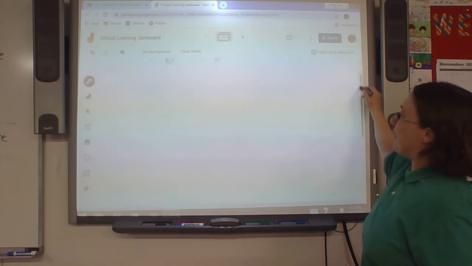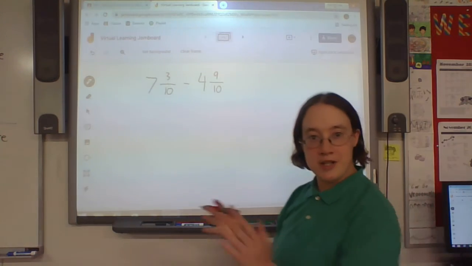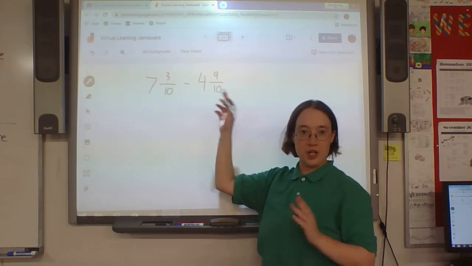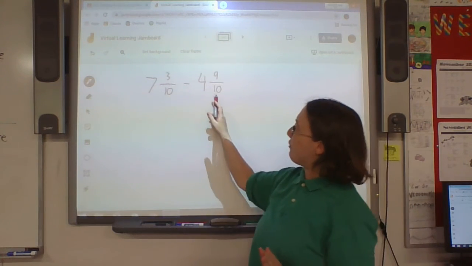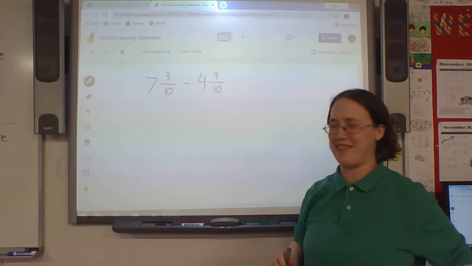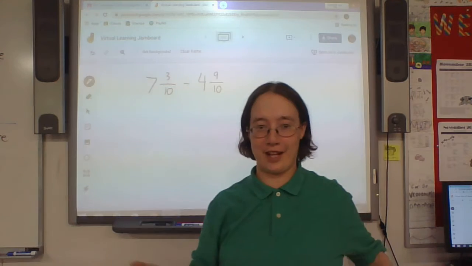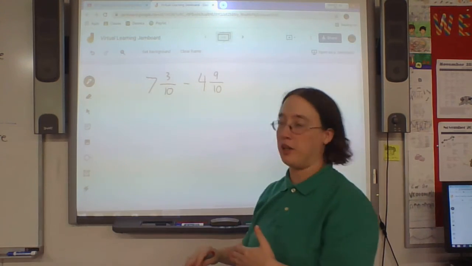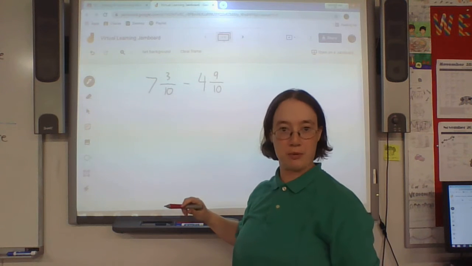All right, now again, where this gets a little bit trickier, and where it might be nice to turn these into improper fractions rather than trying to deal with them like this, is something like this. Because 7 minus 4 is 3, but 3 minus 9 is negative 6. Now I've got a negative inside of our mixed number. We don't want to do that. So these are the ones where you probably want to just turn these into improper fractions.